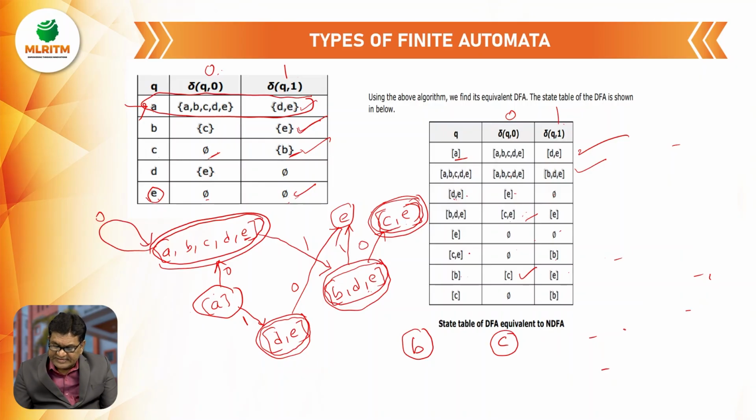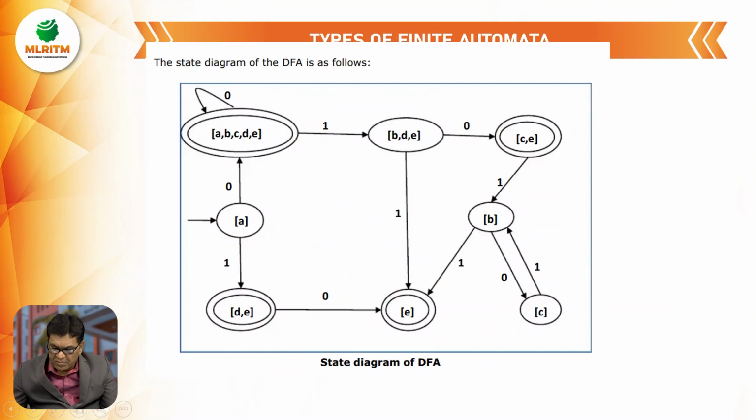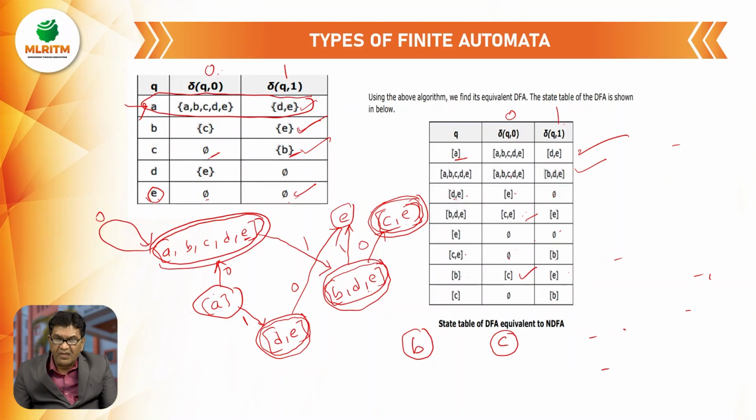Next, take current state C comma E. C comma E with 0, there is no path. C comma E with 1 goes to B. Next, take the state B. B with 0 goes to C. B with 1 goes to E.